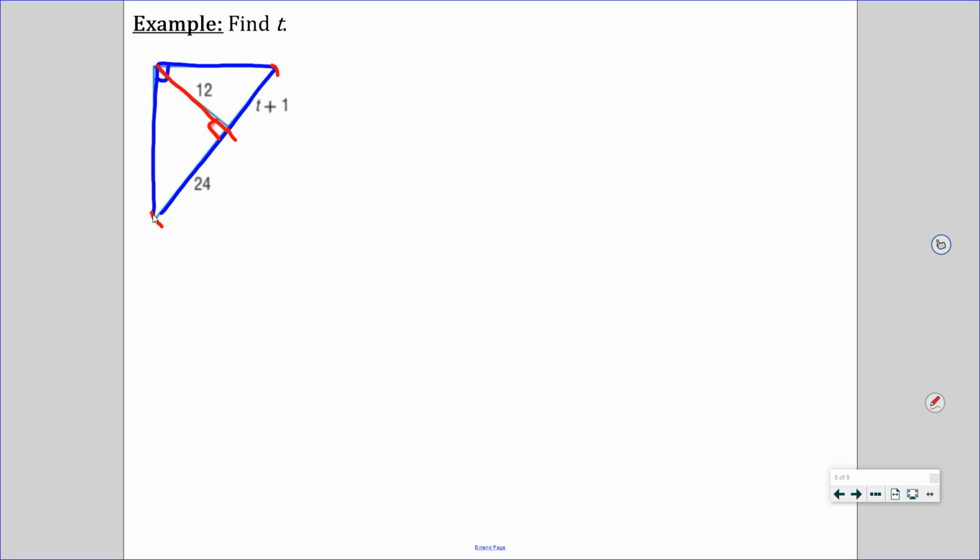We know the altitude is the geometric mean of the two segments that it splits the hypotenuse up into. So geometric mean is the square root of their product. Just like that. All right. I would first square both sides to get rid of that radical.